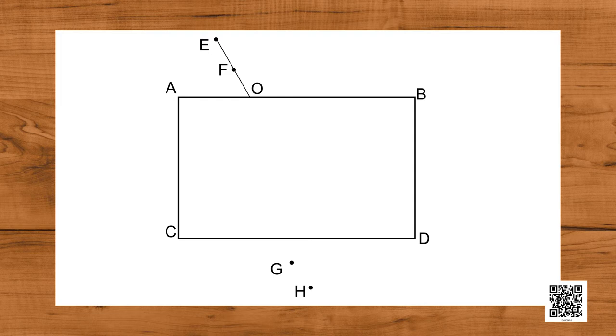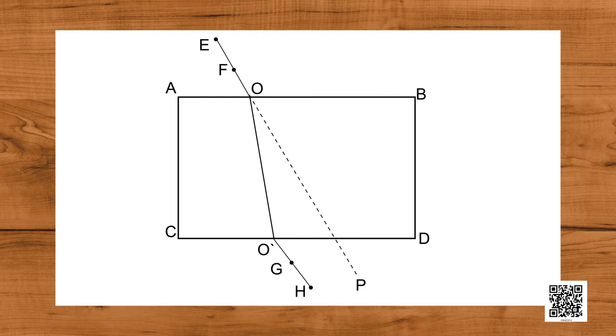Similarly, join the positions of the tips of the pins G and H and produce it up to the edge CD. Let GH meet CD at O dash. Join O and O dash. Children, you will notice that the light ray has changed its direction at points O and O dash. Note that both these points O and O dash lie on surfaces separating two transparent media.